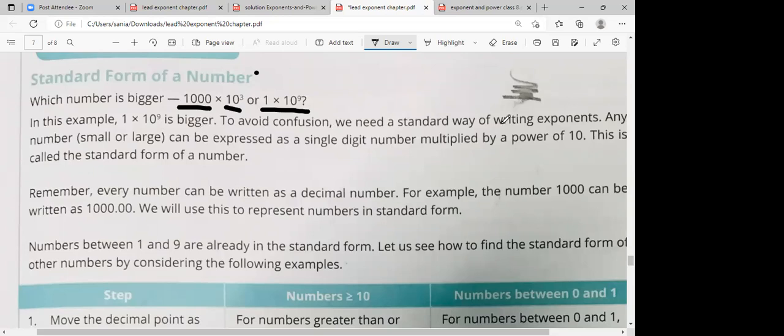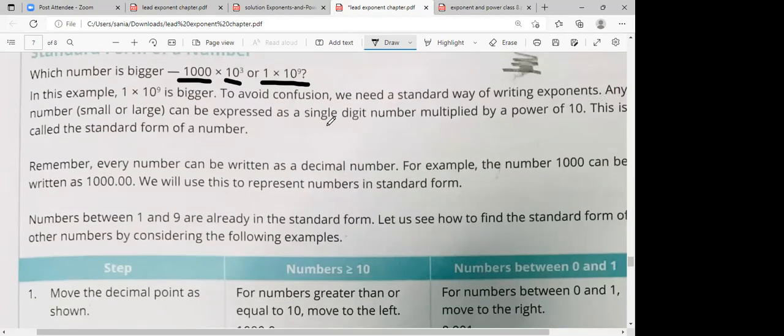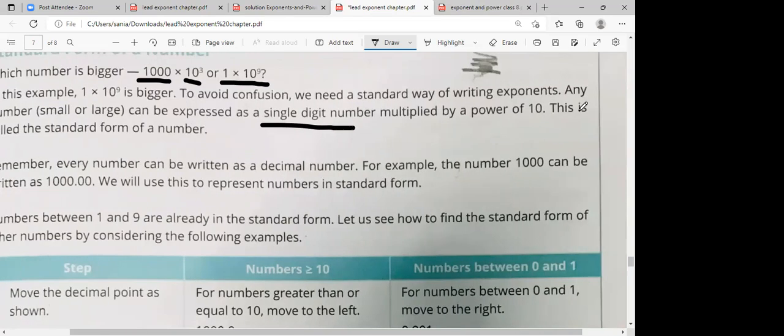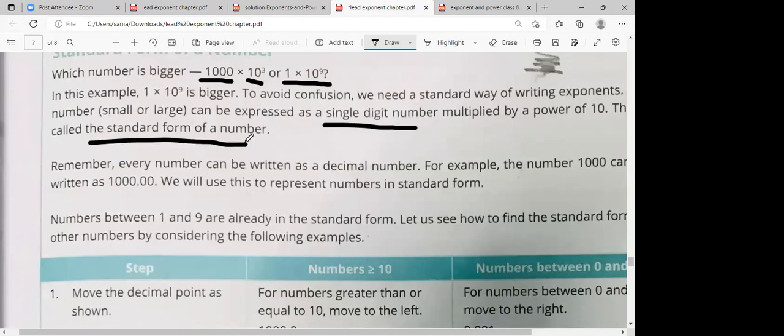To avoid confusion, for example, if it is 10 raised to the power 3 and also 10 raised to the power 3, you could somewhere say it is 10 raised to the power 9, right? But we need a standard way of writing exponents. Any number, small or large, can be expressed as a single digit number multiplied by a power of 10. This is called the standard form of a number.